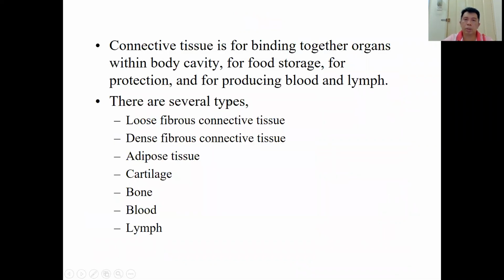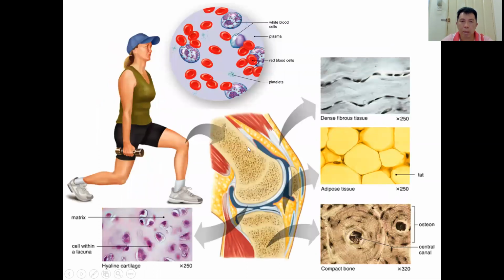Okay, connective tissue is for binding together organs within the body cavity, for food storage, for protection, and for producing blood and lymph. So there are several types: loose fibrous connective tissue, dense fibrous connective tissue, adipose tissue, cartilage, bone, blood, and lymph. Okay, now we go through one by one.